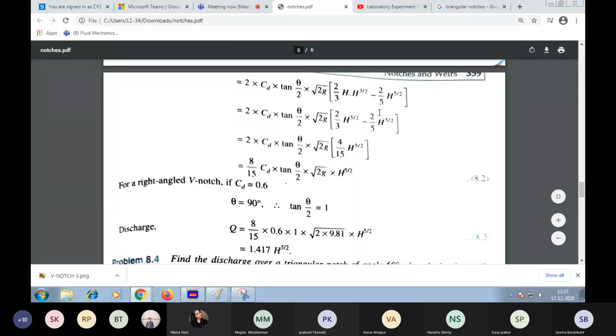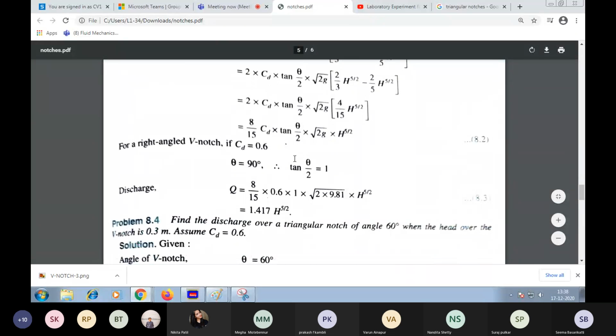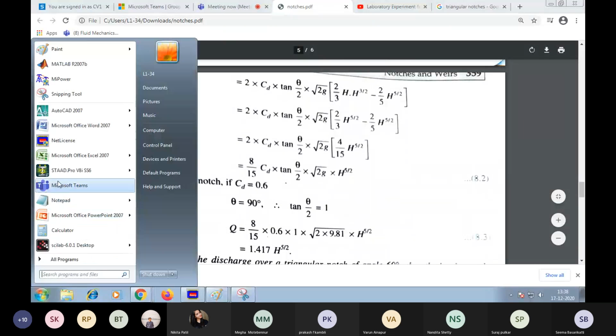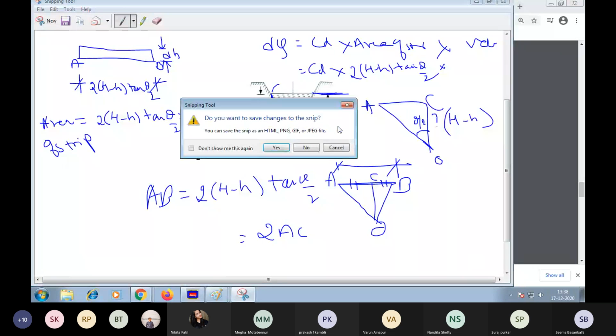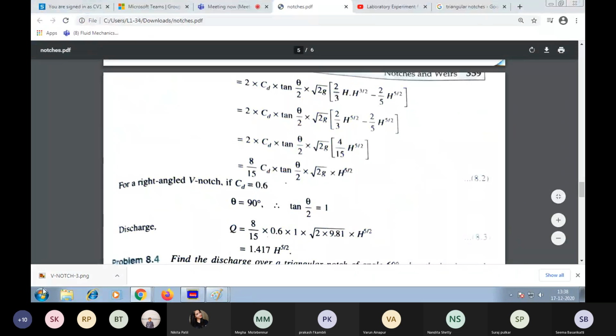10 minus 4 is 6. So 10 minus 6 will be how much? It is 4 divided by 15 into h raised to 5 divided by 2. So therefore, this 4 into 2 is equal to 8. 8 divided by 15 into CD into tan theta divided by 2 into square root of 2g into h raised to 5 divided by 2. So this is the discharge equation for a triangular notch.